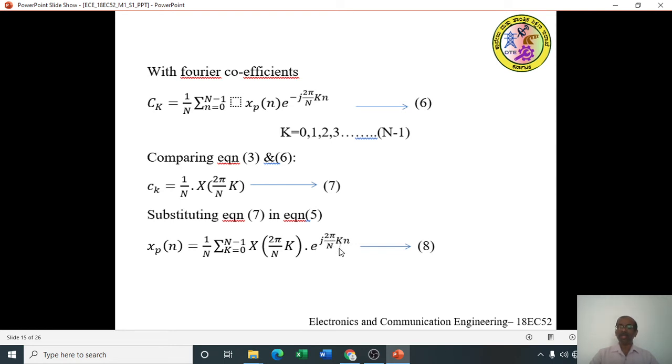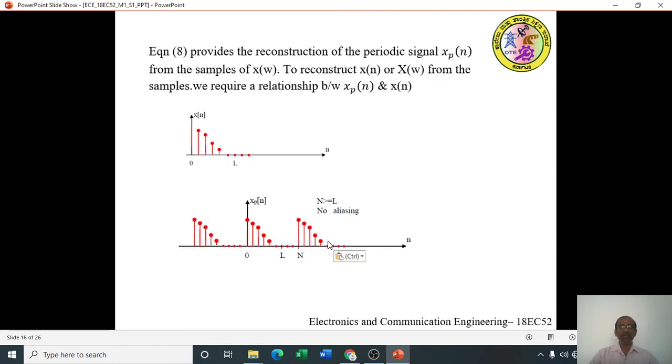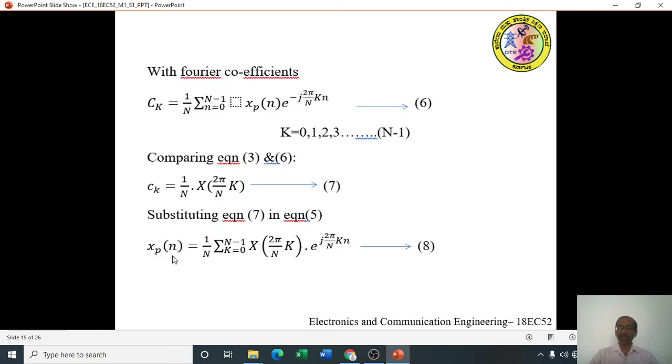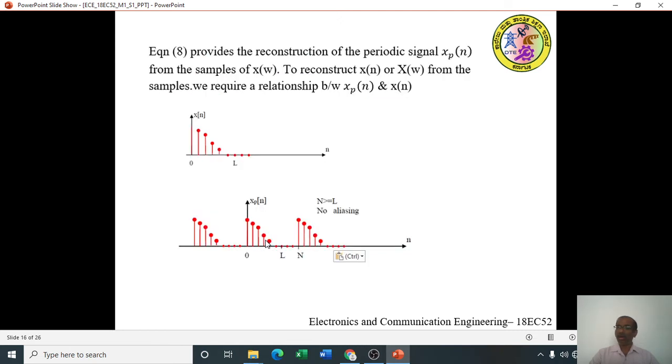Almost we are reaching the reconstruction. This formula becomes a reconstruction formula for us further on. So I have given you an idea of reconstructing our signal xp of n from the knowledge of x of 2 pi by n into k. But all sample spectra can't be reconstructed. There must be one condition.